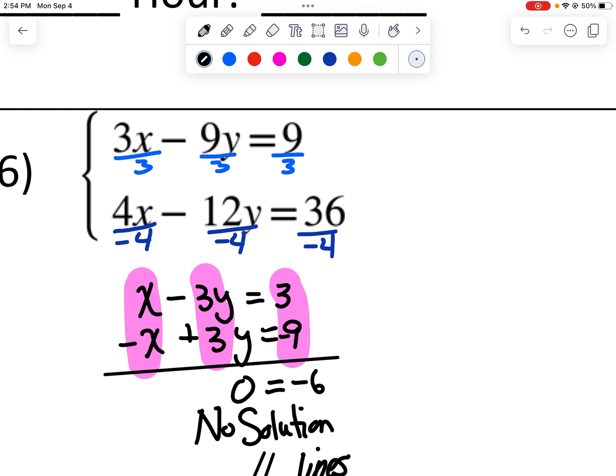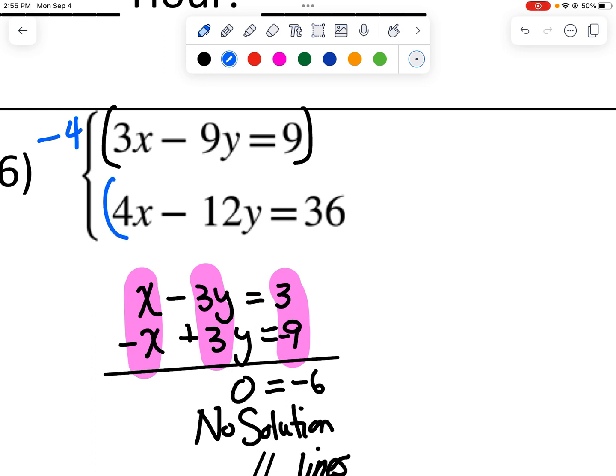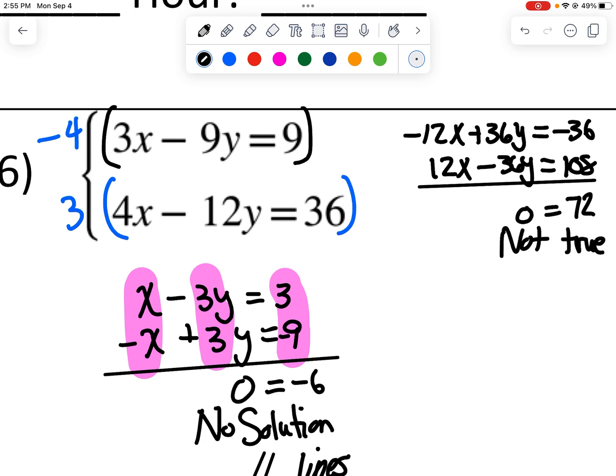So what if you would have done one of those other things? What if we would have taken this and multiplied it by negative 4 and taken this and multiplied it by 3? Negative 4 times 3x is negative 12x. Negative 4 times negative 9 is positive 36y. And negative 4 times 9 is negative 36. 3 times 4x is 12x. 3 times negative 12y is negative 36y. And 3 times 36 is 108. You add them together, and you would have gotten 0 equals 72, which is not true. The lines are parallel.